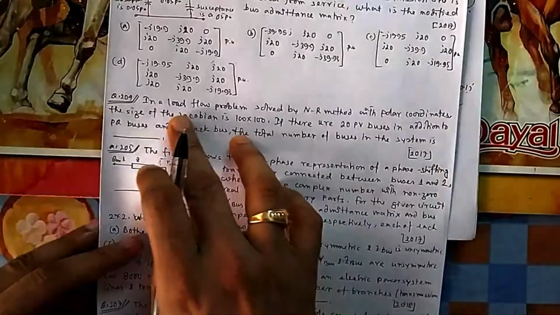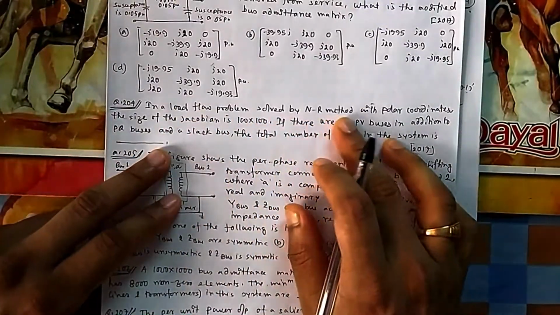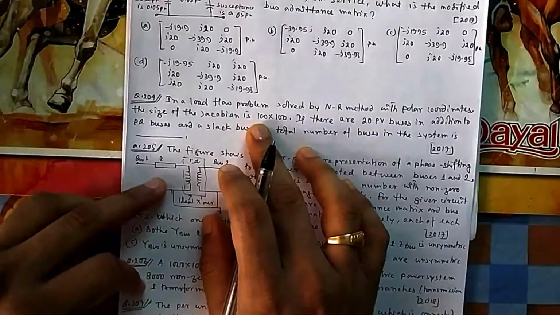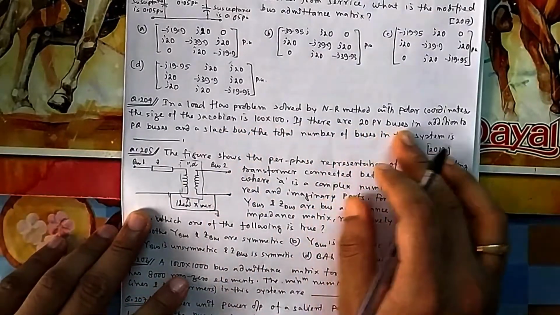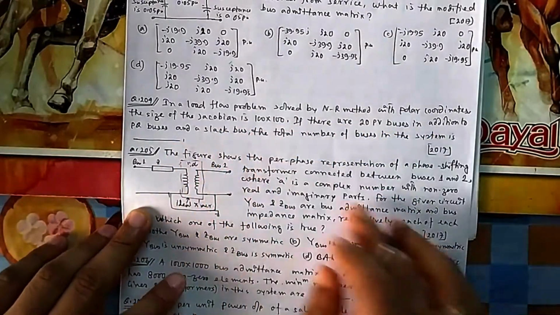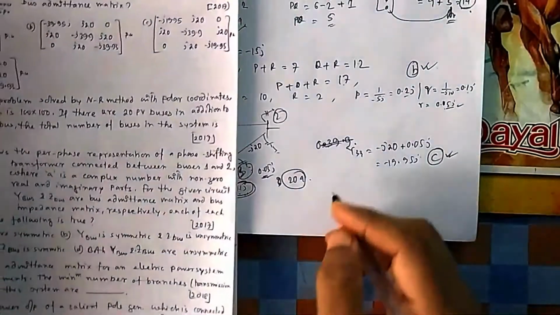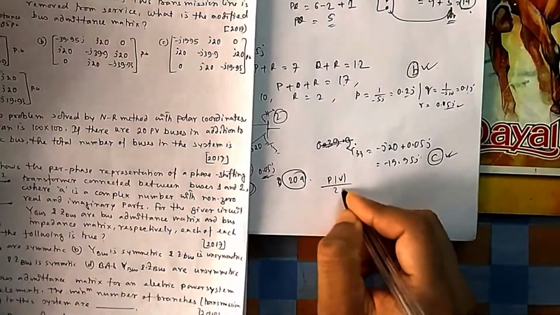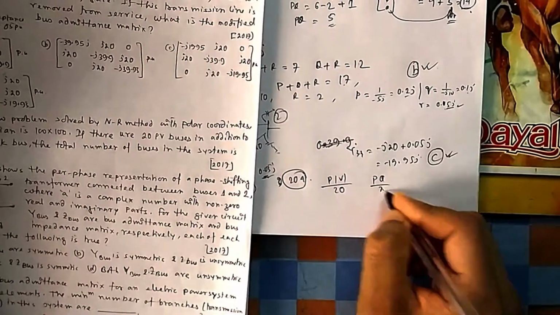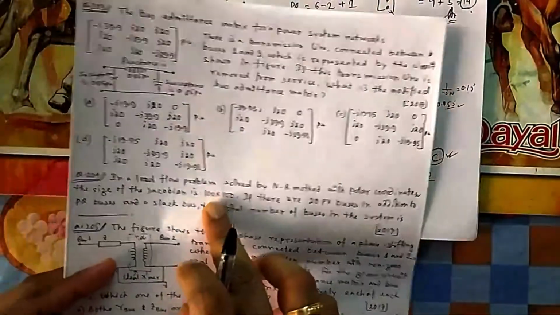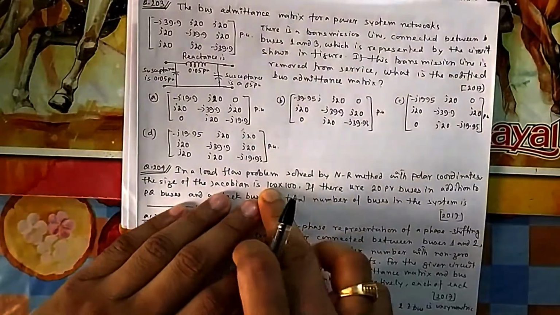Now if you come to 204, in a load flow solution solved by using NR method with polar coordinates, the size of the Jacobian is 100. There are 20 PV buses in addition to PQ buses and slack buses. Total number of buses? So PV buses is 20. PQ I don't know, suppose X. Slack is 1. So 100 into 100 means 100 equations, 100 unknowns.